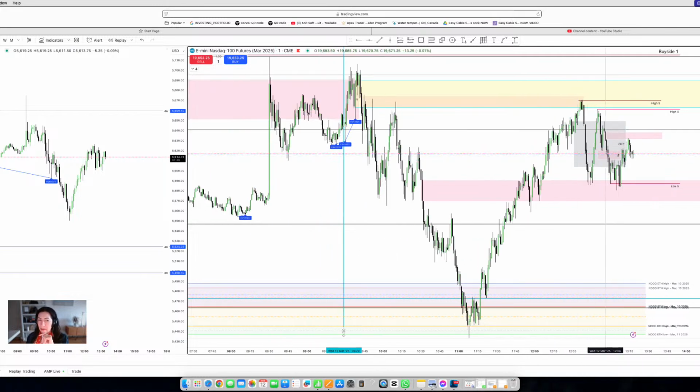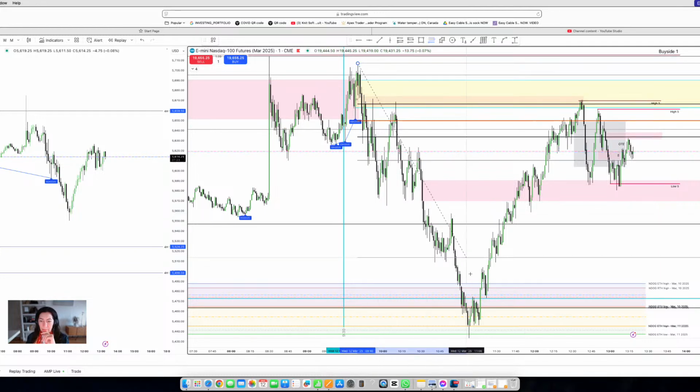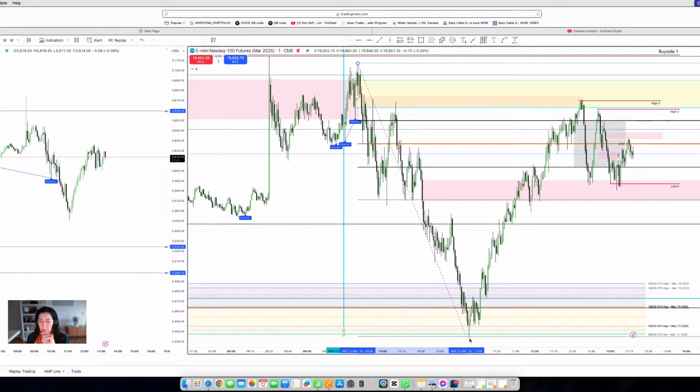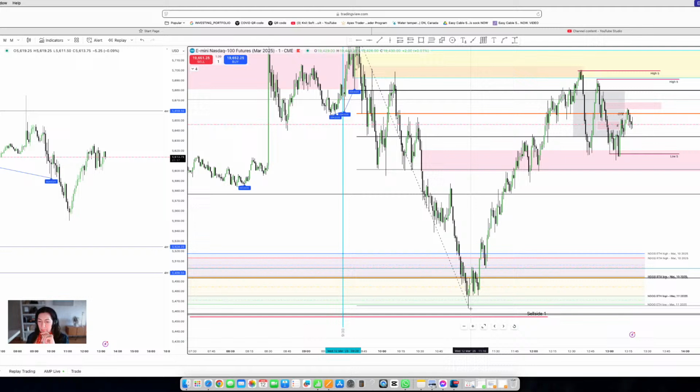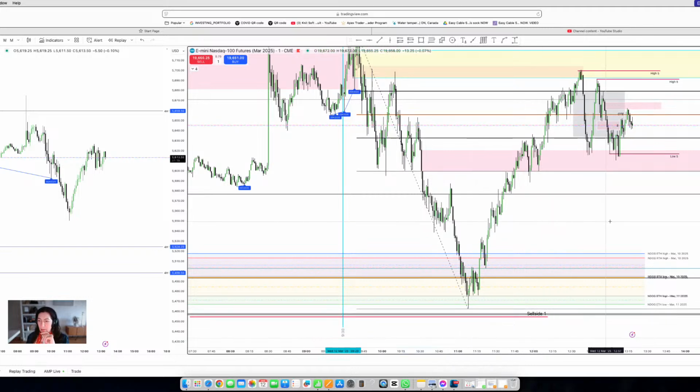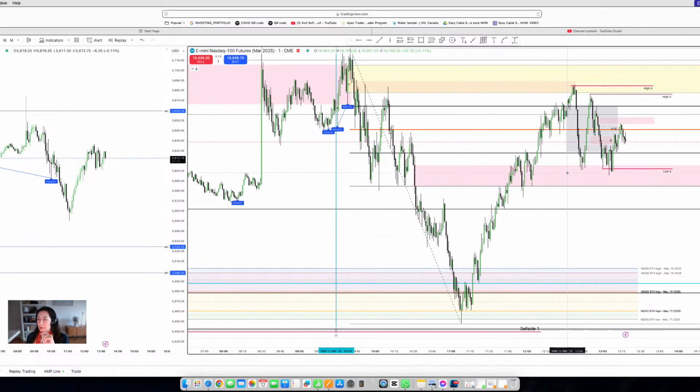This area here, this gray box, this is OTE, Optimal Trade Entry. So anyone who studied the 2022 mentorship from ICT, this is Optimal Trade Entry. So this is taking our fib from the high of this morning to the low, and then looking for a retracement in the area of 62 to 79%.